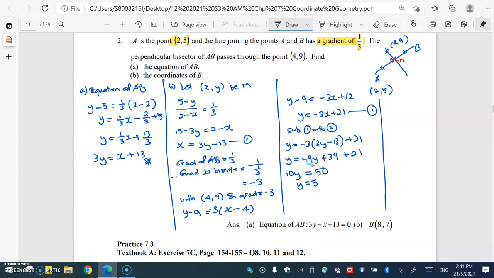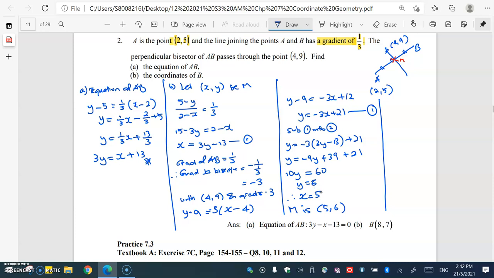With y equals 5, no, y equals 6, not 5. Sorry. 39 plus 21 is 60. Therefore, y equals 6. With y equals 6, x therefore equals 3 times 6 minus 13. So that gives me 5. So I know M is (5, 6).